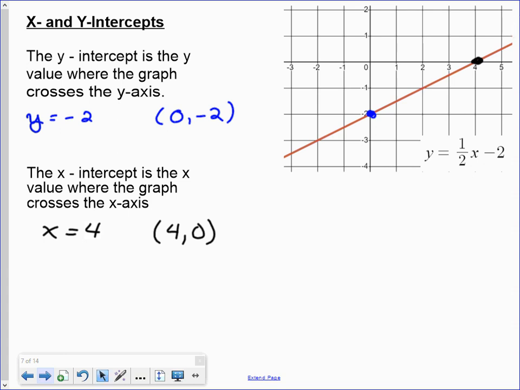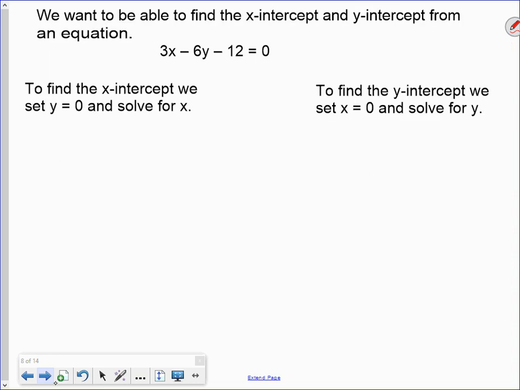Notice that for our y-intercept, x is equal to 0, and for our x-intercept, y is equal to 0. Okay? So we can use that piece of knowledge to find our x and our y-intercept if we have our equation in standard form.